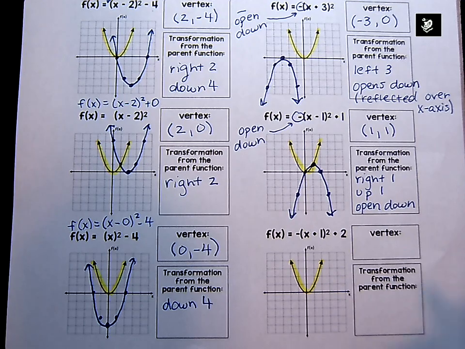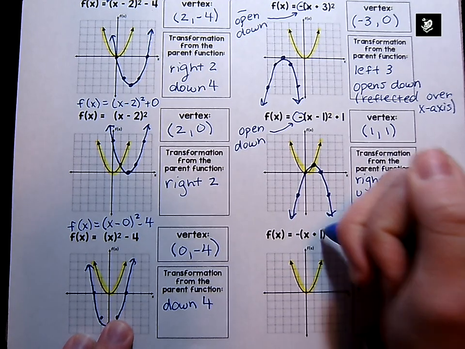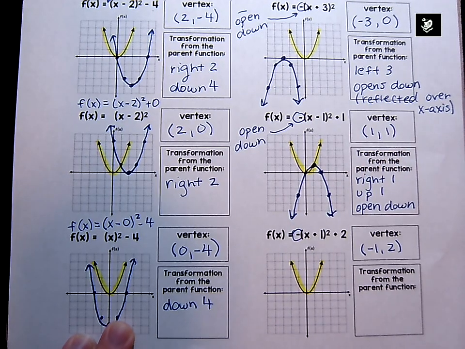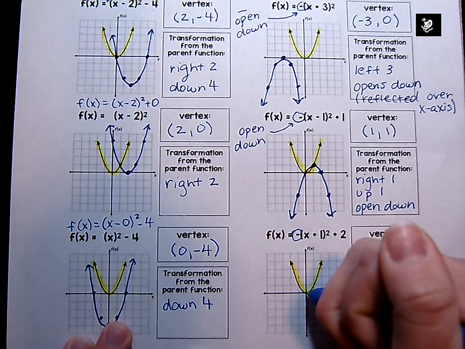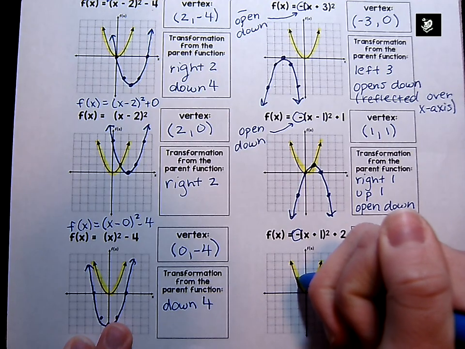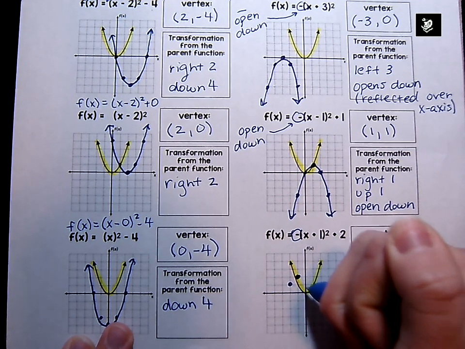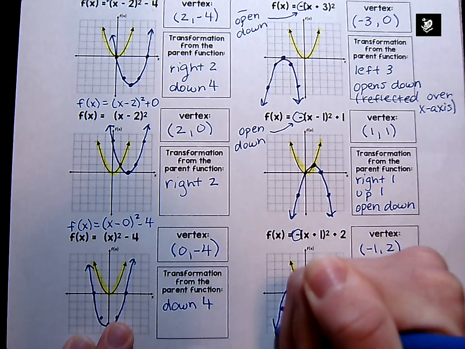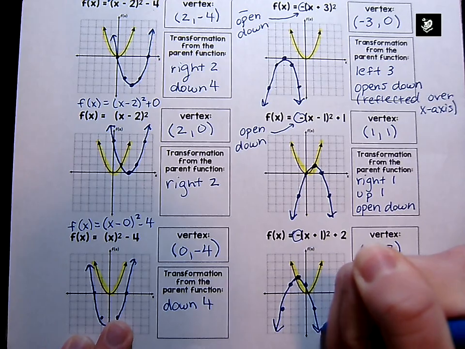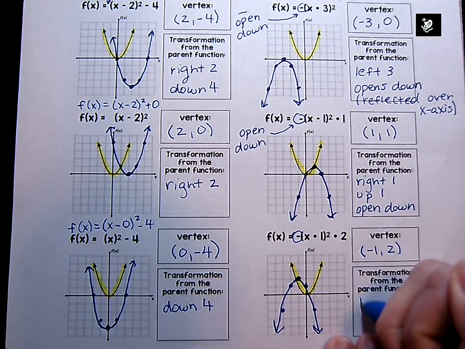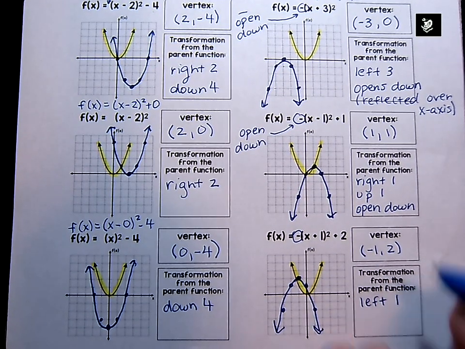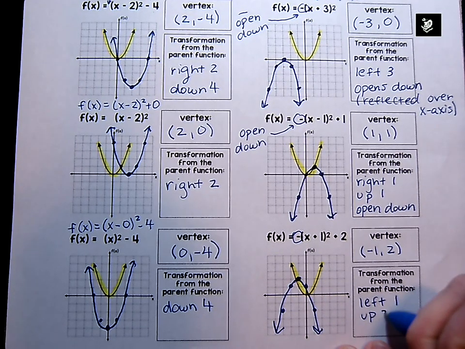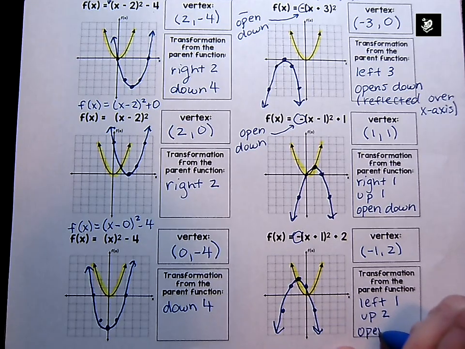And then for the last one, the vertex is going to be a -1, +2. It's going to open down because it's negative. So we're going to go -1 up 2. I'm going to open downwards. So I'm going to do my pattern. And then my shift is we went left 1. So we went to the left 1, up 2, and we open down.